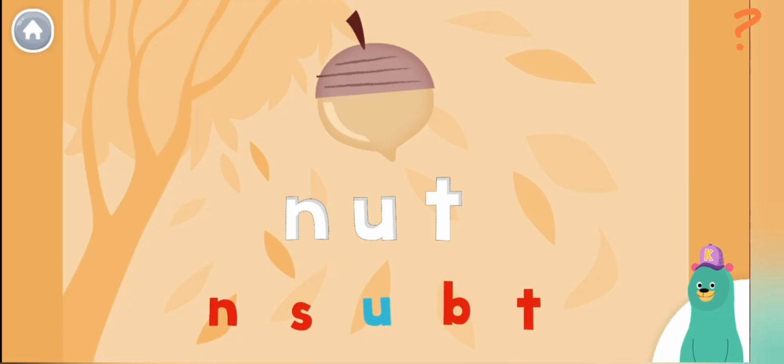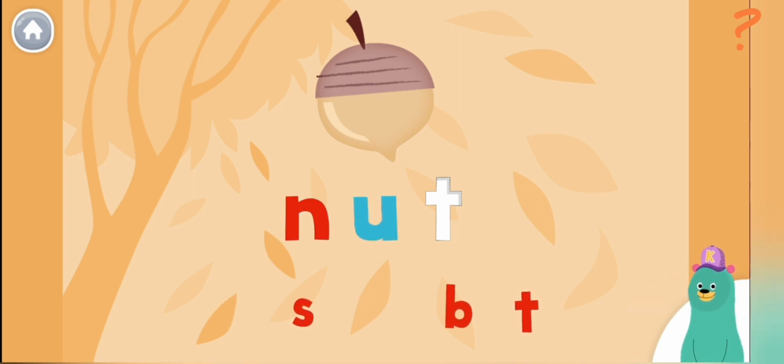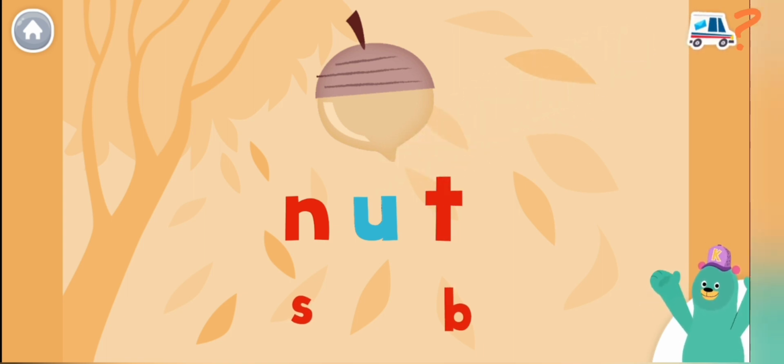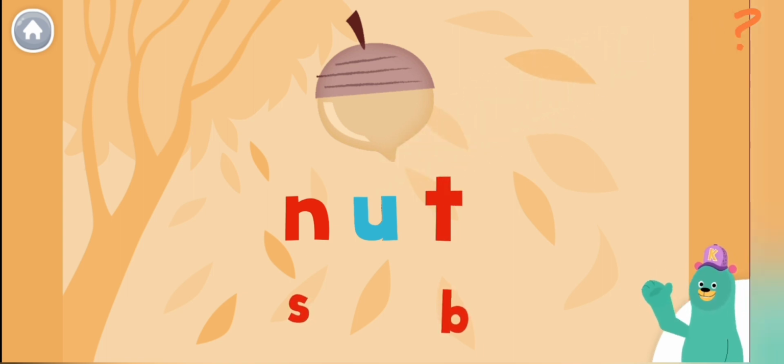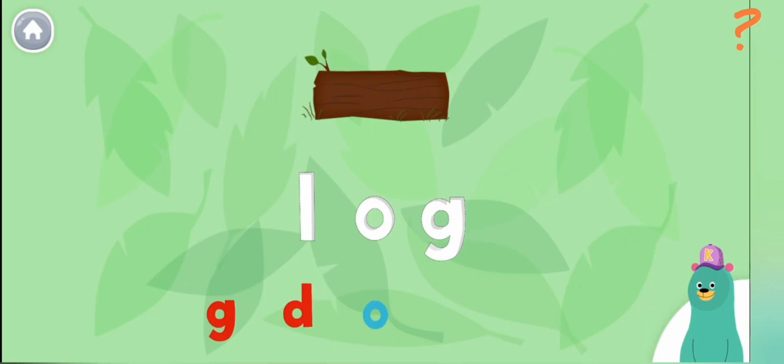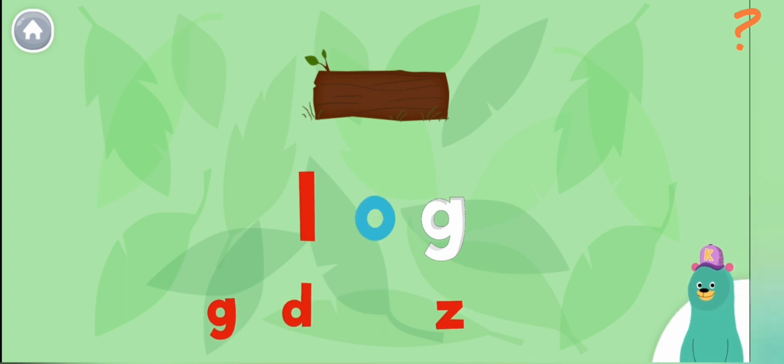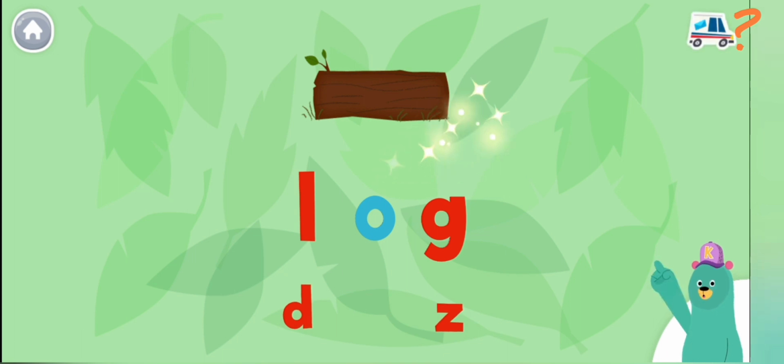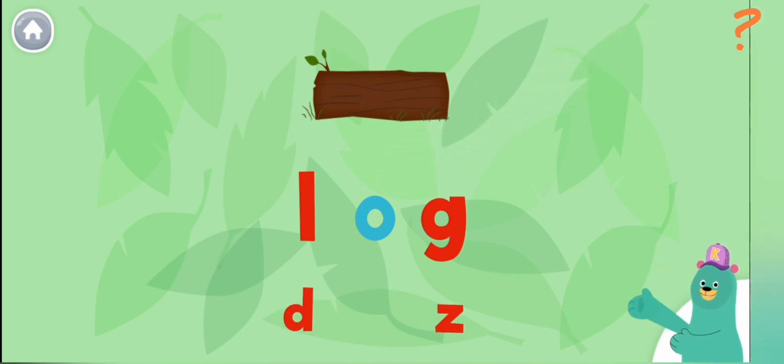Drag the letters to spell the word nut. N U T. Super! You spelled the word nut. Drag the letters to spell the word log. L O G. Super! You spelled the word log.